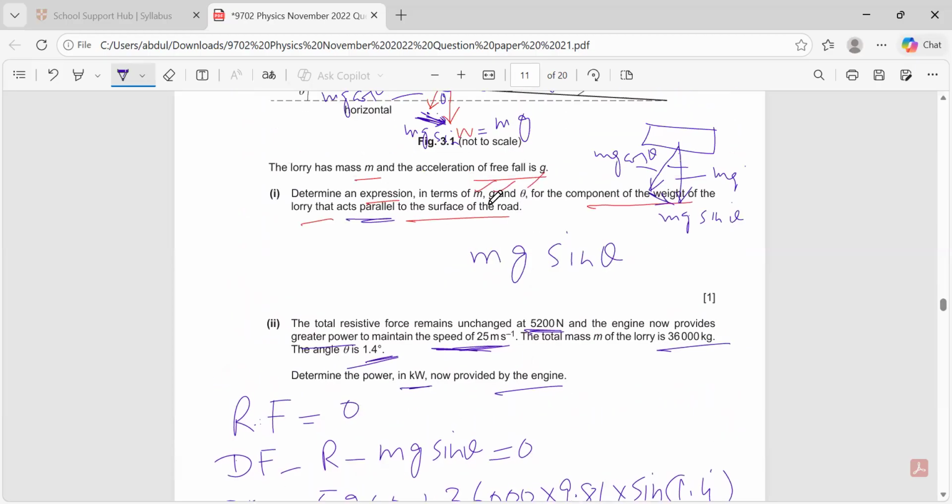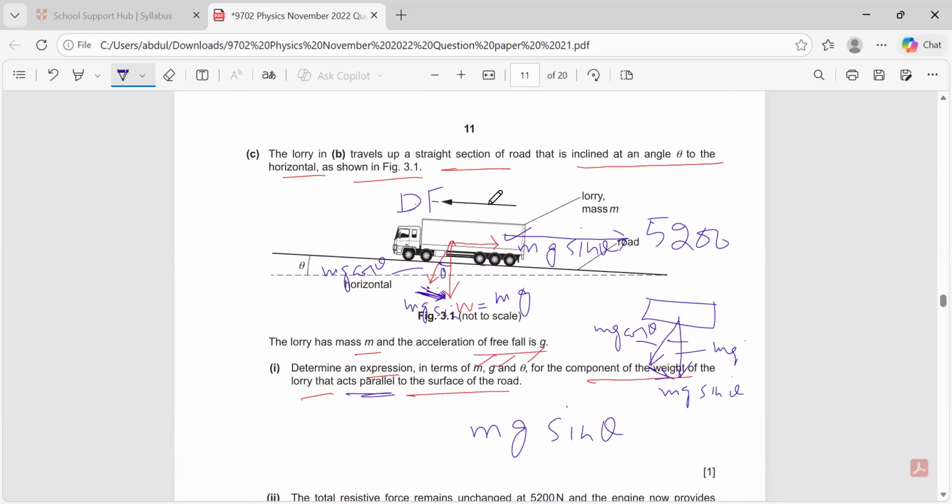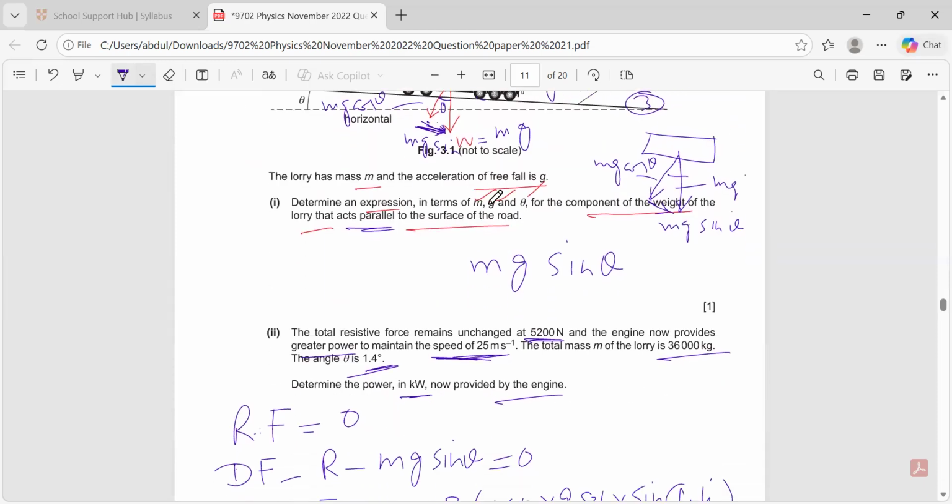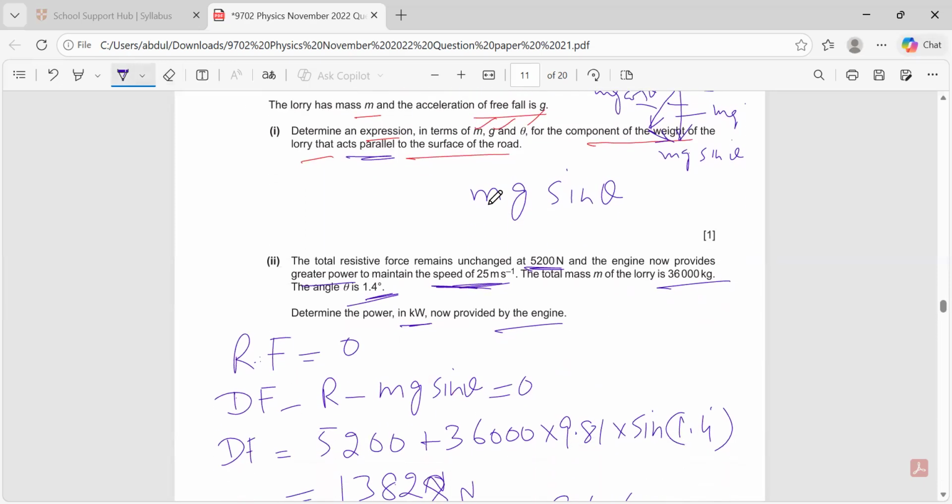My dear son, the need is you need to understand what are the forces acting on this lorry. So the forces acting on this lorry, number one is the driving force, which is towards right. Of course, resistive force number two, which is towards left, and mg sine theta, third force, which is also towards left in the backward direction. As the lorry is still moving at constant speed, which is 25 meters per second, it means resultant force is zero, which means the acceleration is zero.